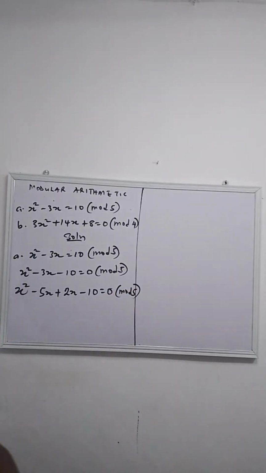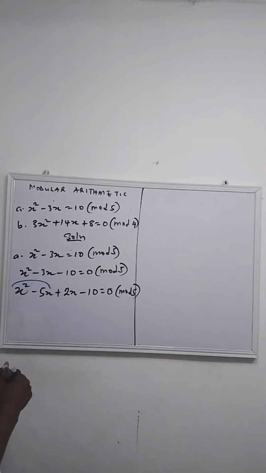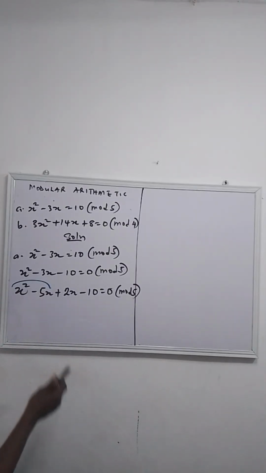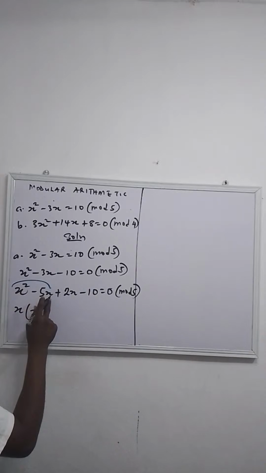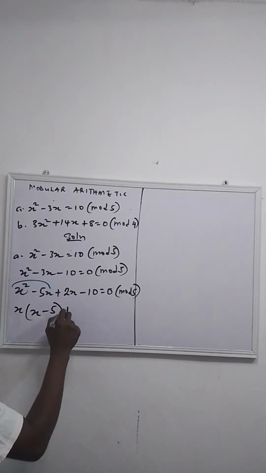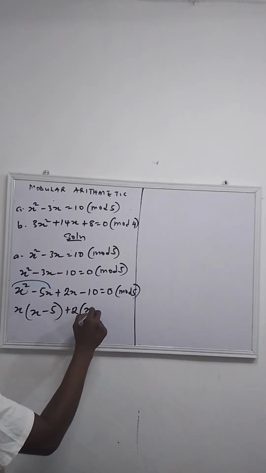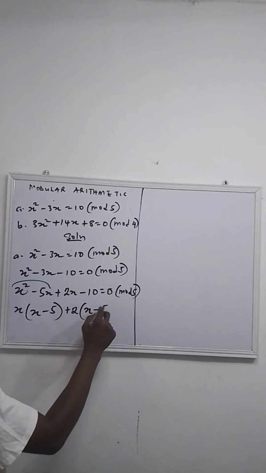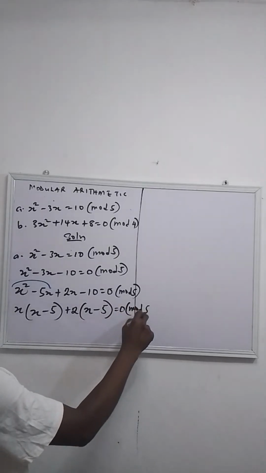All right, so what do we do now? Let's look at the first pair, this one. What is the GCD of these two terms? That's x. x is the GCD. So when you divide x squared by x, you have x. Negative 5x divided by x, you have negative 5. The GCD of the other two terms is 2. When you divide 2x by 2, you have x. This gives you negative 5 mod 5.